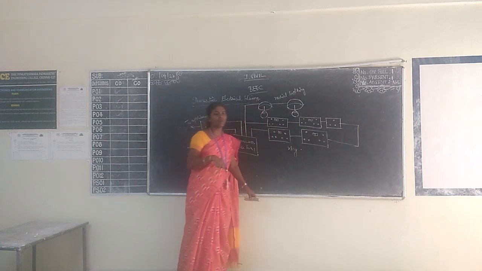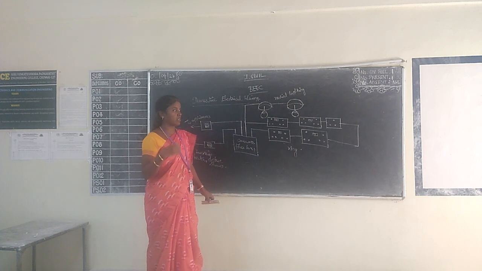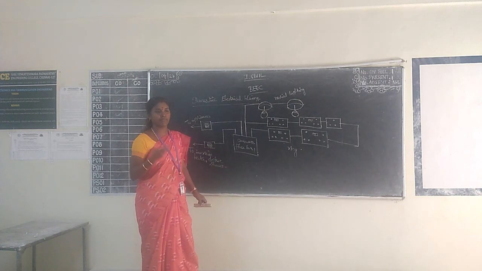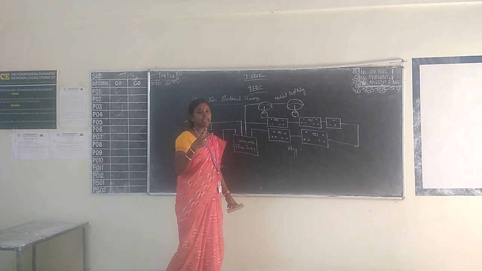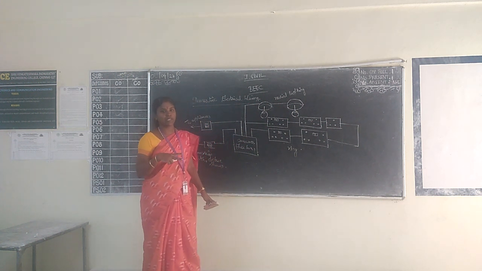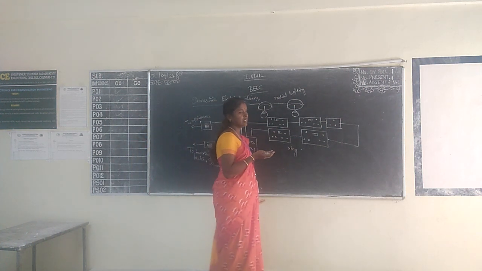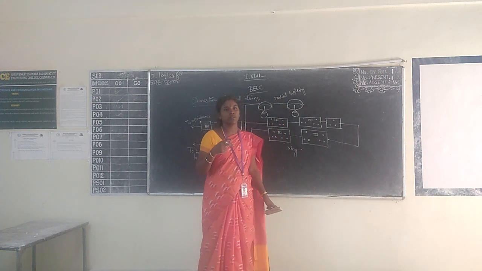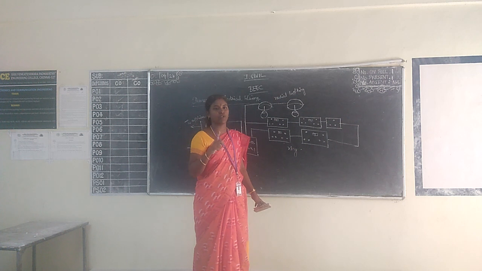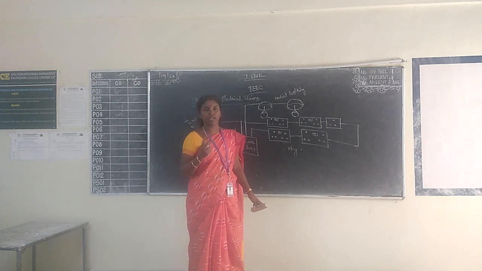Then what is the second one? The two-way switch, which we have already studied in the lab. We will normally use a two-way switch for bedroom purposes also. So what is the use of a two-way switch? One lamp is controlled by two switches, which are located in two different locations.